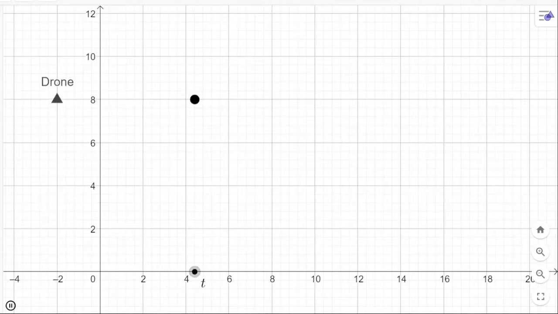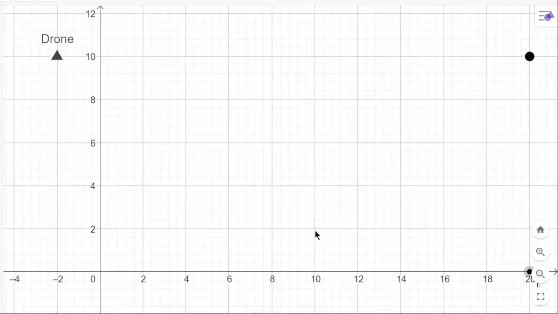So we see that as the drone goes up, the point goes up. But the point is also moving to the right because time is moving forward. And as the drone goes down, the point goes down. And again, as the drone goes up, the point goes up.